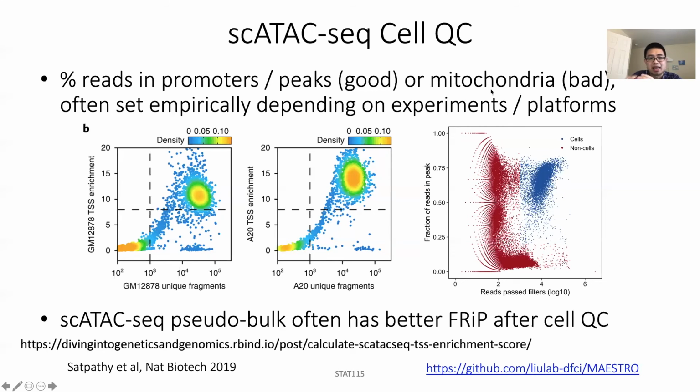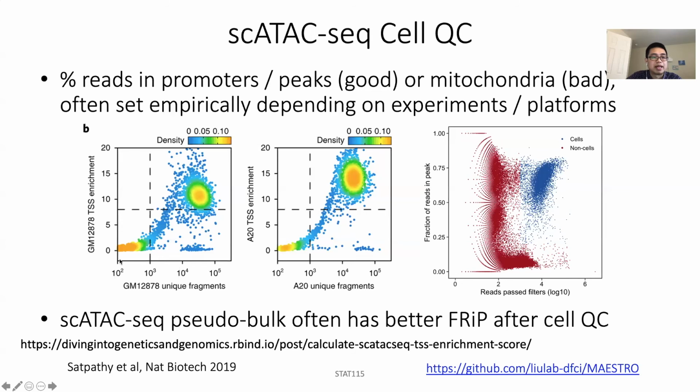But the exact cutoff, for example, the mitochondrial rate, needs to be determined by each experiment. Each experiment may have a different level of mitochondrial contamination. So here, this is the plot for this quality control.